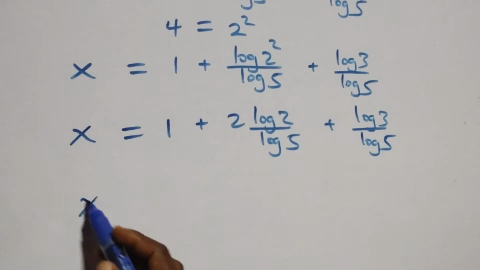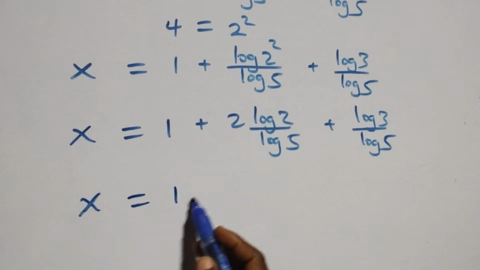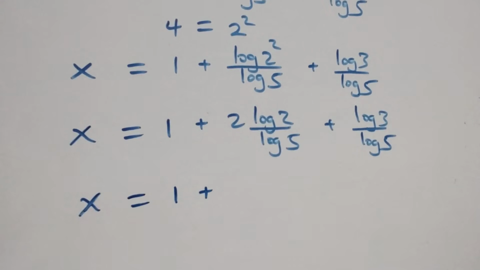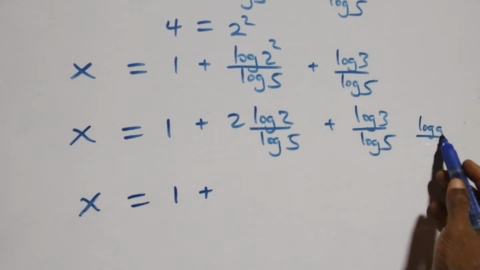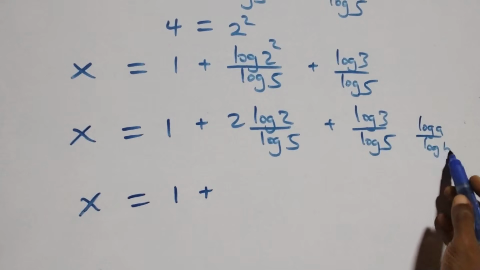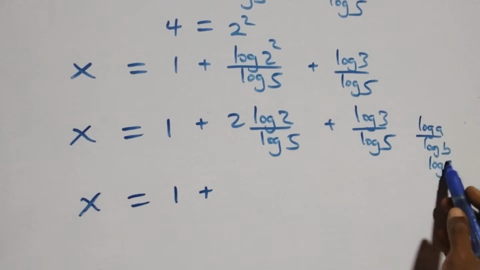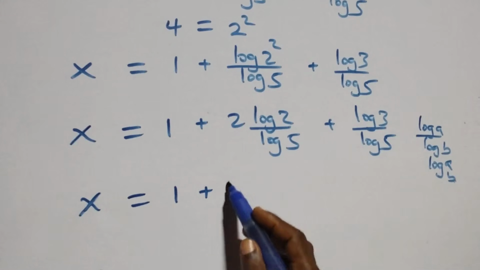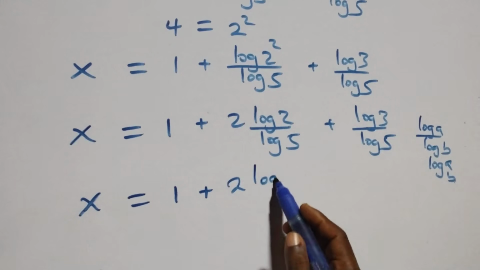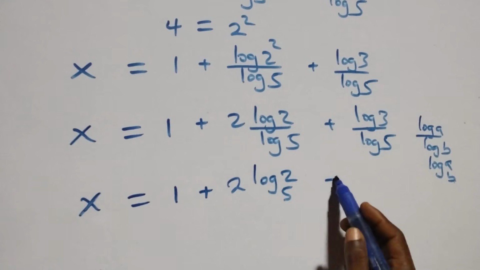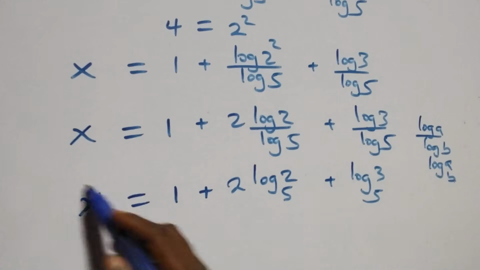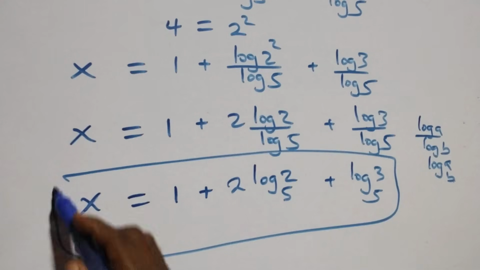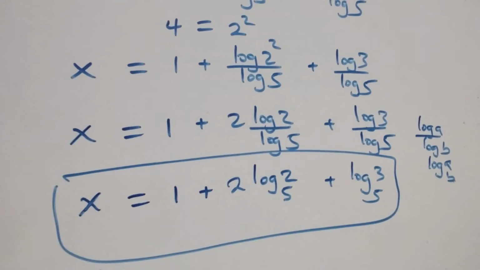Here we have x equals 1 plus, when we apply change of base, when we have log a over log b, which is the same thing as log a to base b. And here we have 2 log 2 base 5 plus log 3 base 5. That is, we have the value of x here. Then let's check if this satisfies the given problem.